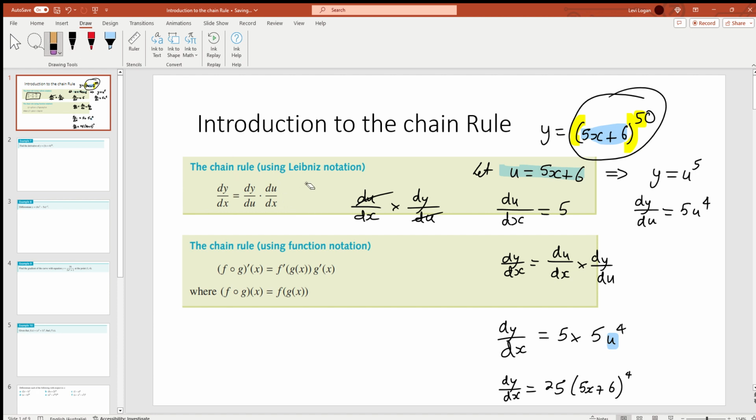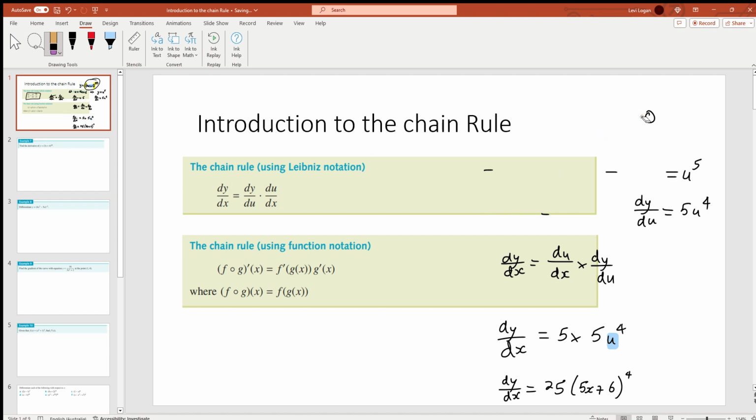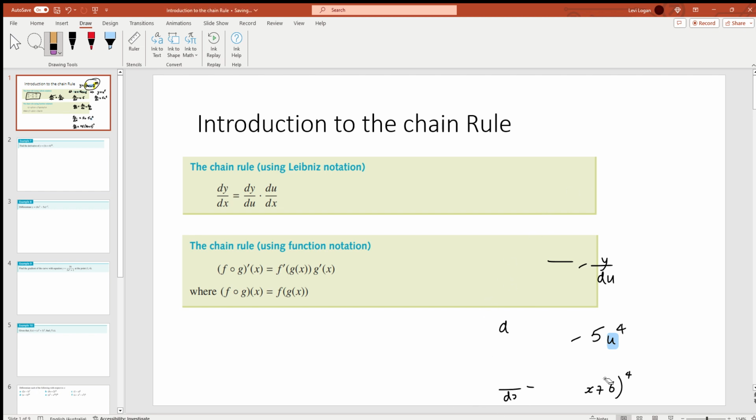Okay, so here are the two notations for it. There's the top one, Leibniz notation, I think that's how you pronounce it, for the chain rule, and then we have function notation. Either one is fine. I prefer the top one because the substitution makes more sense, but I'll show you how to use it for both of them.